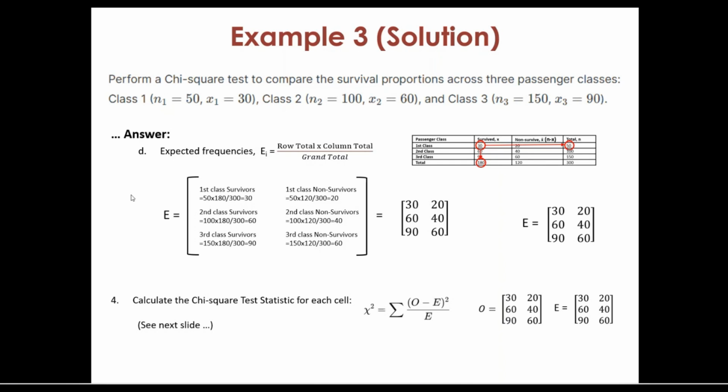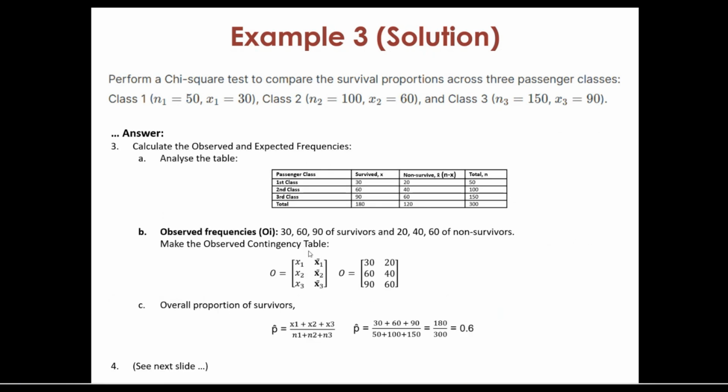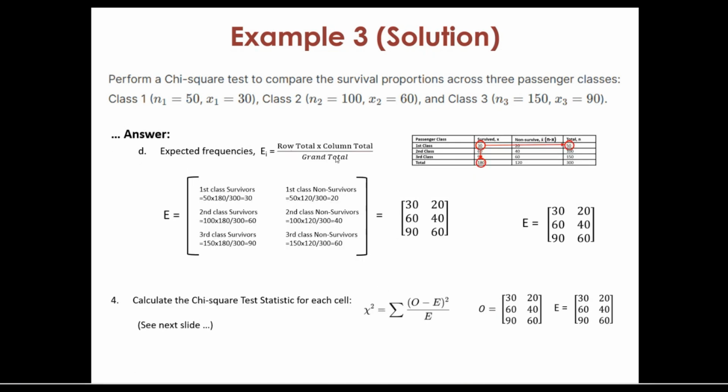The first row of the matrix is first class, second row is the second class, third row is the third class, right? Left-hand side is survivor, right-hand side is non-survivor. But the formula to determine the value is different because you're using the expected frequency. Just now you were using observed frequency, so you take directly from the table. You don't do any manipulation. But for the expected frequency, you won't take directly from the table, but you use this formula.